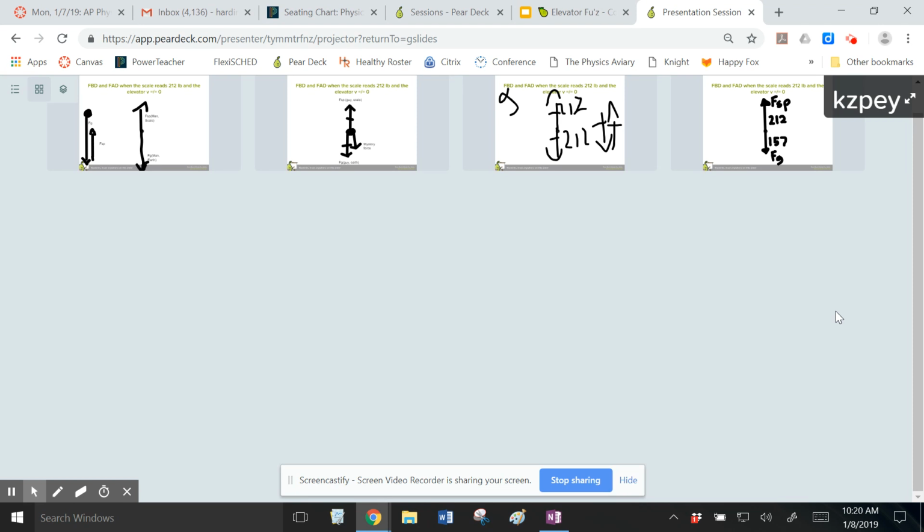All right, so you should be able to change your free body diagrams right now. You go in and alter what you have there, but I need you talking about it with your neighbor. This thing starts out at the ground level. It was at rest a moment ago, but now it's beginning to move upwards, and the scale reads 212.